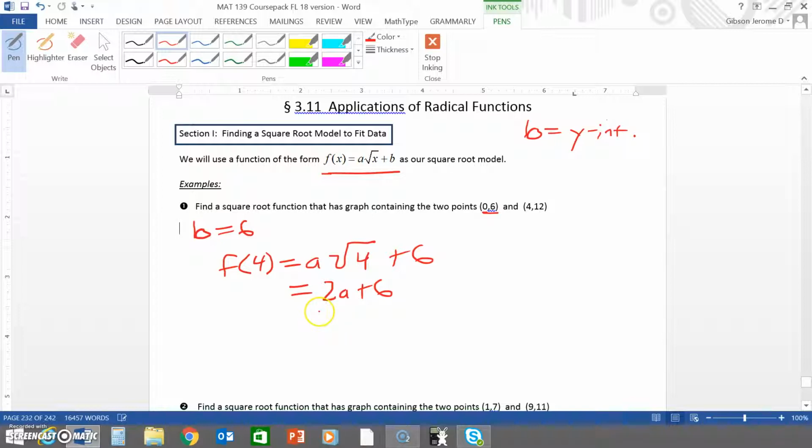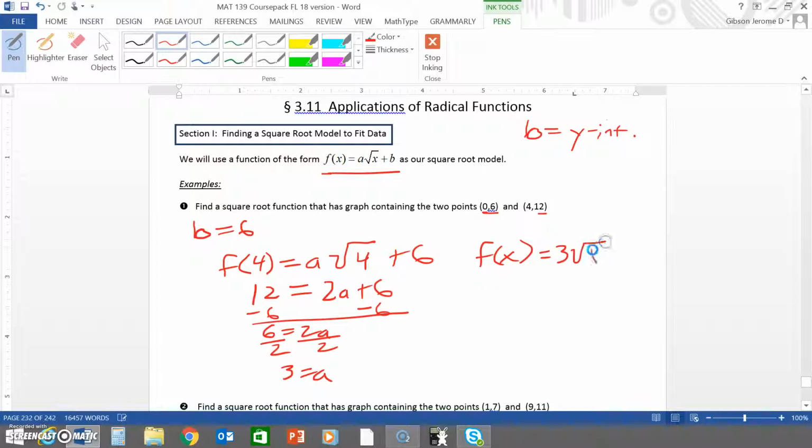Now we know the square root of 4 is 2, times a is 2a plus 6. Since we know x is 4, and y is 12 because that's given to us here, we can set all of this equal to 12. So we will subtract 6 on both sides, and 6 is equal to 2 times a. Divide each side by 2, and 3 is equal to a. So our formula would be f of x is equal to 3 times the square root of x plus 6. This is our formula here.